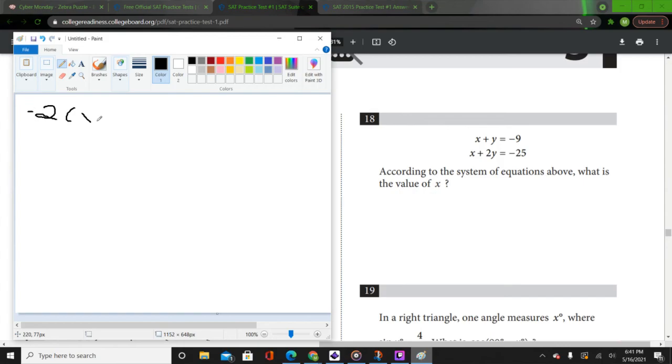Negative 2x plus 2y is equal to negative 18. And x plus 2y is equal to negative 25. And I'll fix the x because that really looks mighty scuffed.